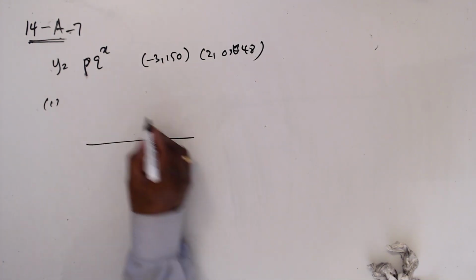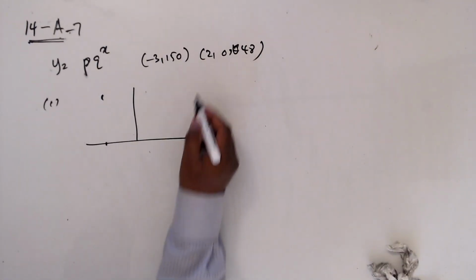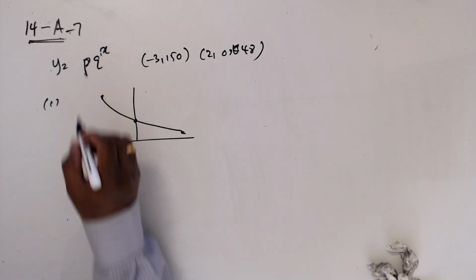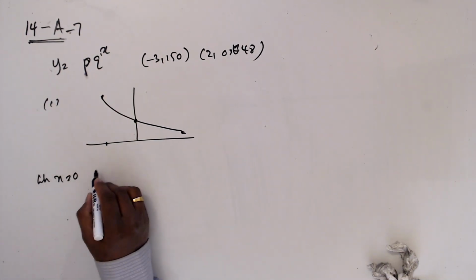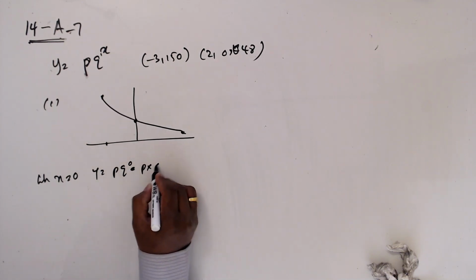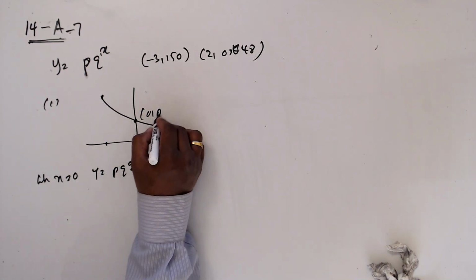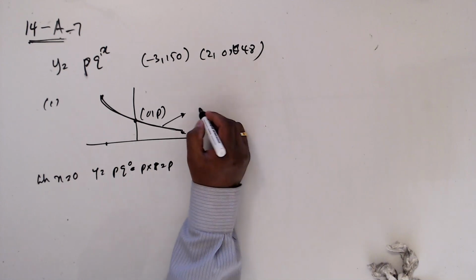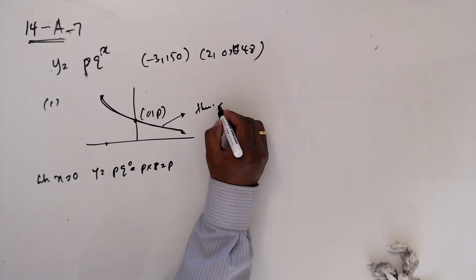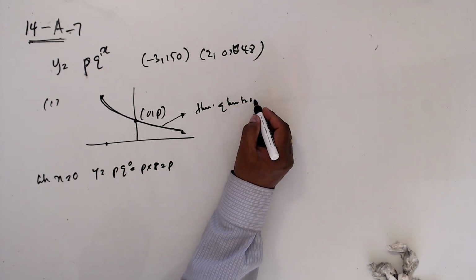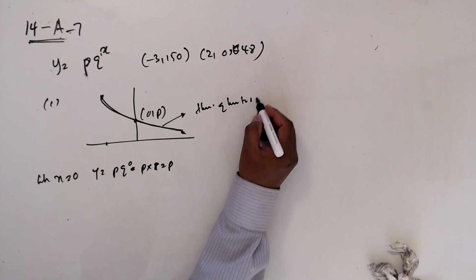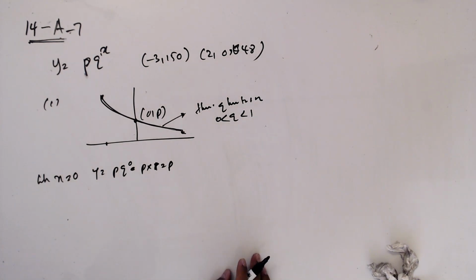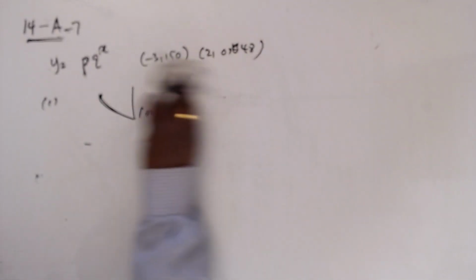So we know x value when it is minus 3, and when it is 2, somewhere here. So we can see the direction, then it has to be in this direction. And we can find this one: when x equals 0, y equals p times q to the 0, which is p. So this is going to 0, p. Then the argument, if it is in this direction, then q has to be between 0 and 1. Or you can get a different argument.